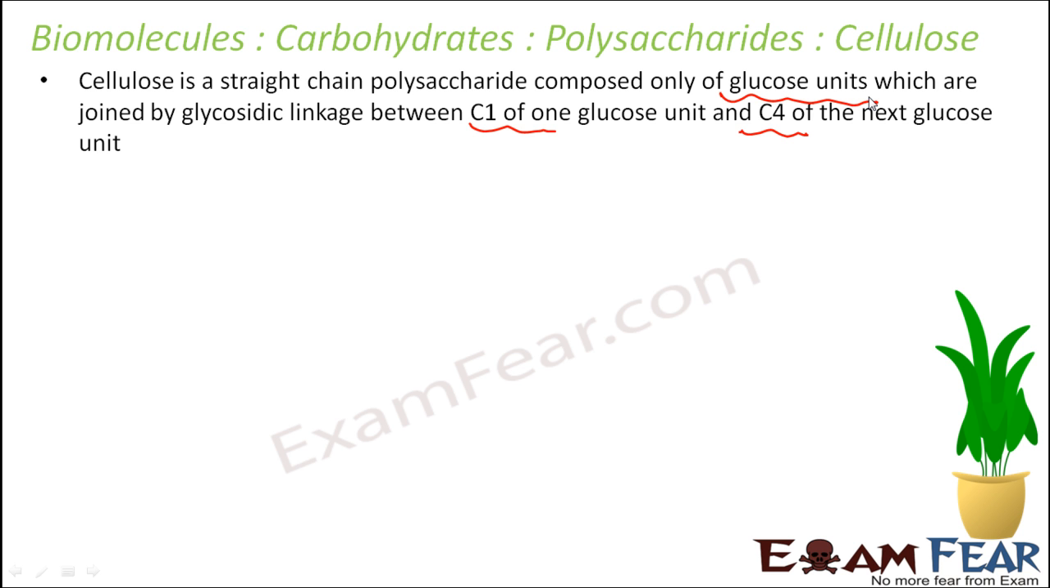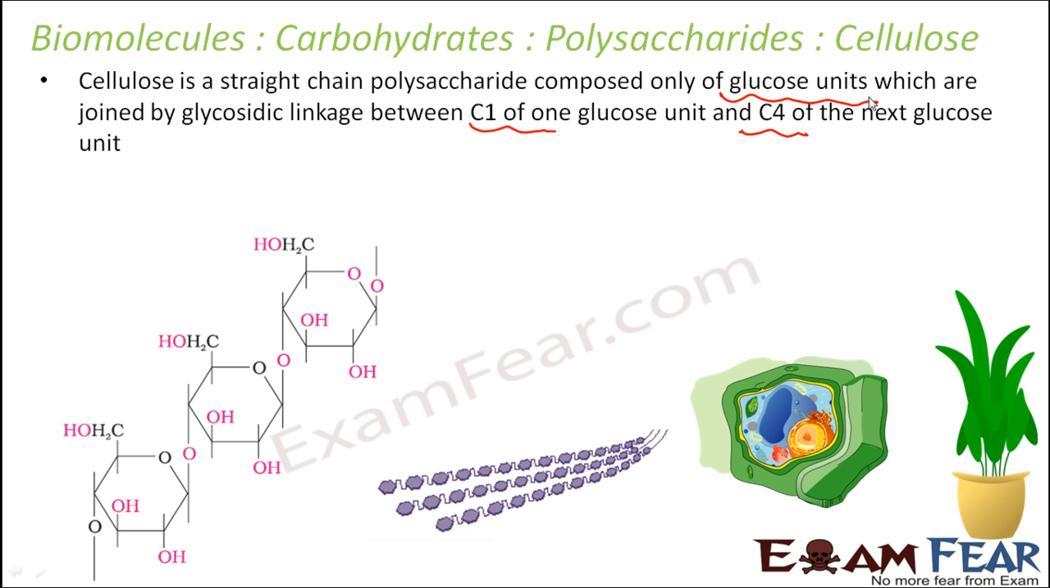So if you ask where they are found, in the cell walls of plant cells, and it is exclusively present in plant cells because we don't have cell walls in animal cells. So here you can see the glycosidic linkages which are like this, a linear linkage.